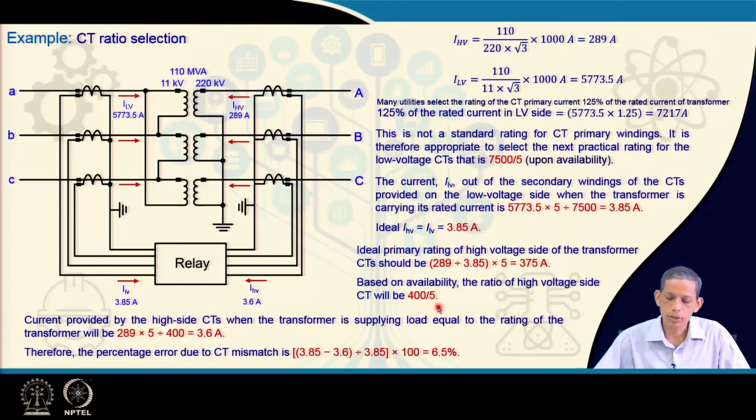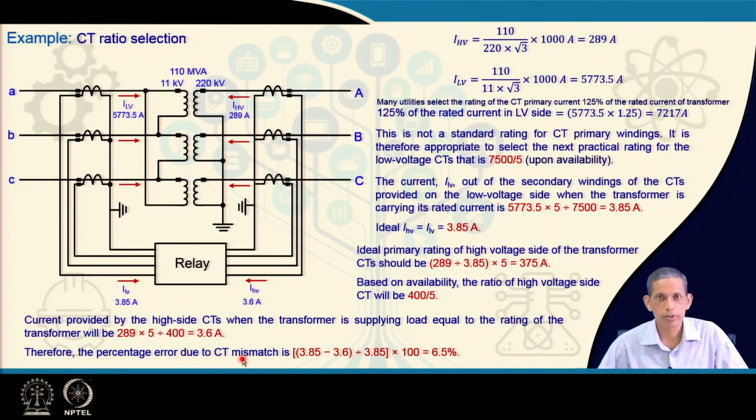Now, in this case, because the desirable high voltage side CT is 375:5, but we have taken the choice of 400:5, there will be spill current in the relay. This leads to 289 into 5 over the CT ratio for the high voltage side. So, during the rated load condition, 3.6 ampere will be the corresponding high voltage side current entering the relay in each phase.